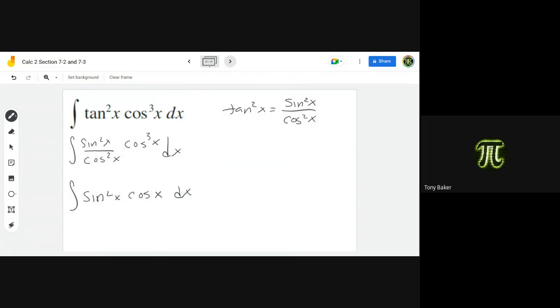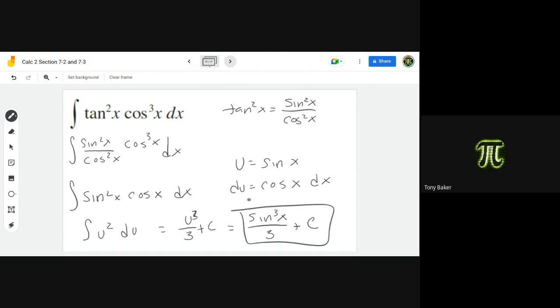And now I can use one of my other rules. Actually in this one, I don't even have to do any switching of them. I can just set u to be sine of x. So du is positive cosine. You're going to get it right one of these times. So u squared du, so it's u to the third over 3. So it ends up being sine cubed x over 3. And I have enough room to write plus c this time. And I'm done.